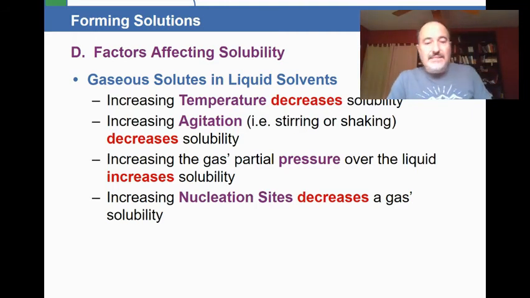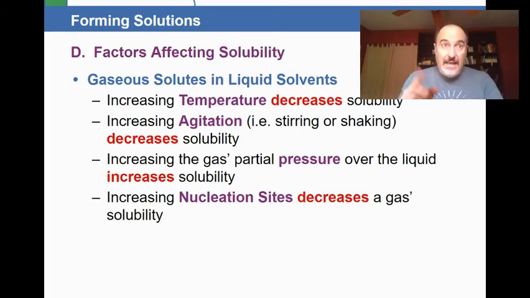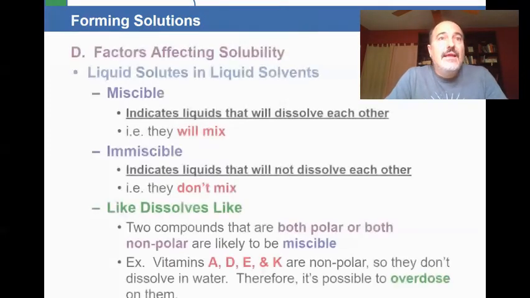And that decreases a gas's solubility. Again, Mentos in Diet Coke. All right.